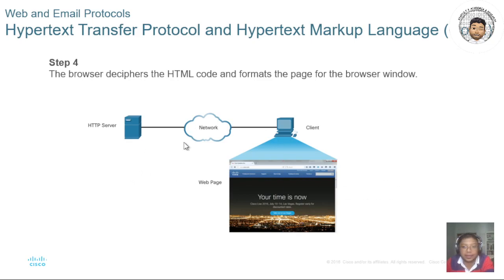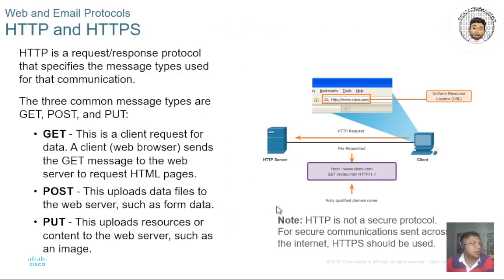And next, the browser will decipher the HTML code and format the page for the browser window. And then you can see the page inside your browser. So it's just a simple process involving the HTTP protocol. And then we have two types of HTTP protocol.